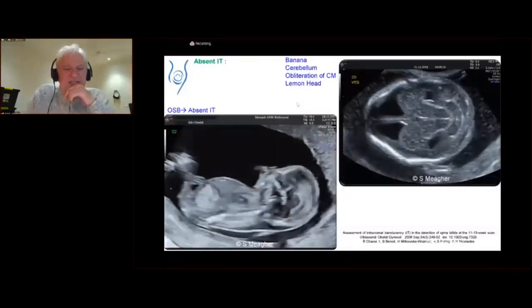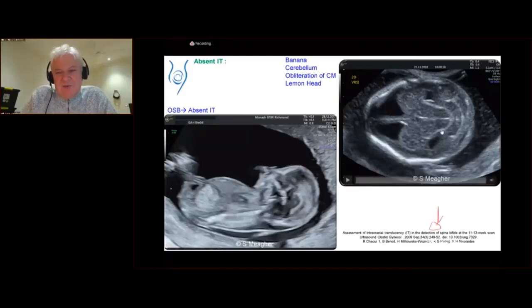And it was Rabbi Chowie back 11 years ago, time flies, who reported the absence of the fourth ventricle. And it sort of made sense, because you all recognize this sign of a banana-shaped cerebellum, obliteration of the cisterna magna, and the lemon-shaped head, which are the mid-trimester markers of spina bifida. What Rabbi focused his attention on was the posterior fossa, but doing so at 11 to 12 weeks of gestation, and recognized that the brainstem was increased and that the intracranial translucency or fourth ventricle was obliterated. And that began us on the journey in screening for spina bifida.